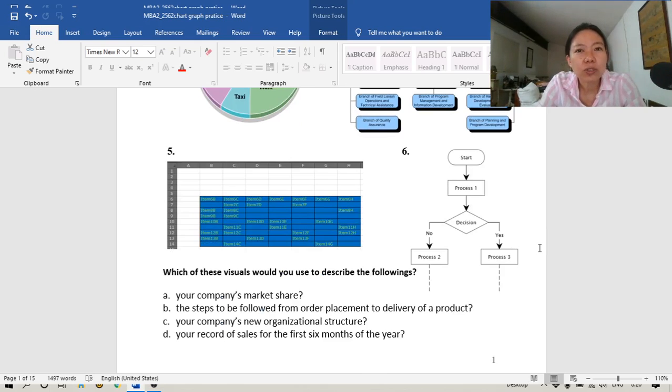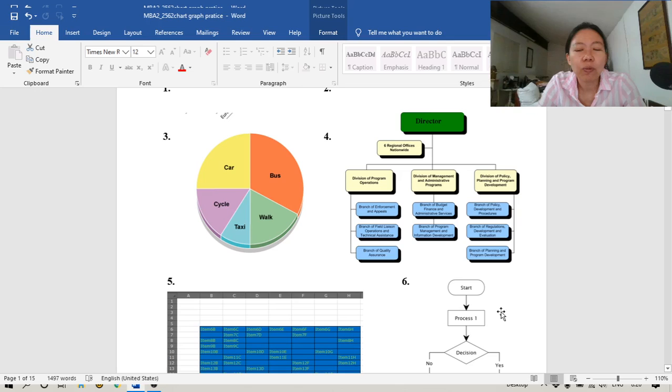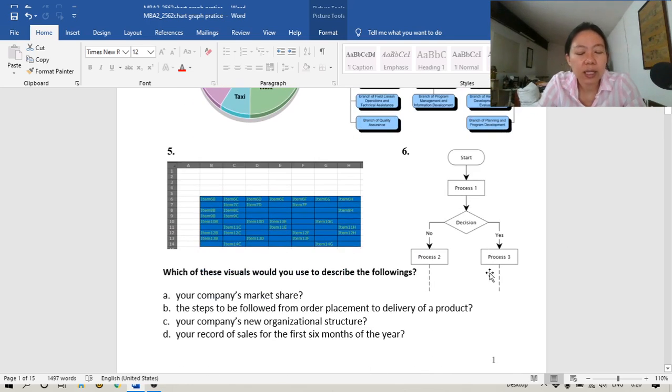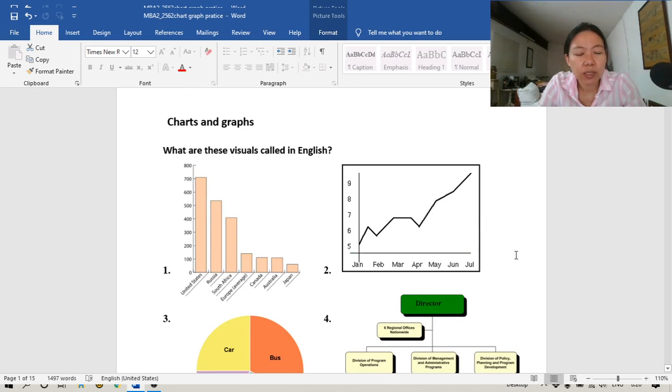Next is the steps to be followed from order placement to delivery of the product. If you would like to show a process or a step-by-step approach, you should use the flow chart because the flow chart can show and explain the steps from the beginning until the end. And next, your company's new organizational structure. Here we will use the organizational chart. And then the last one, your record of sales for the first 6 months of the year. You can use the line graph to show the record of sales, or you can use a bar chart as well.